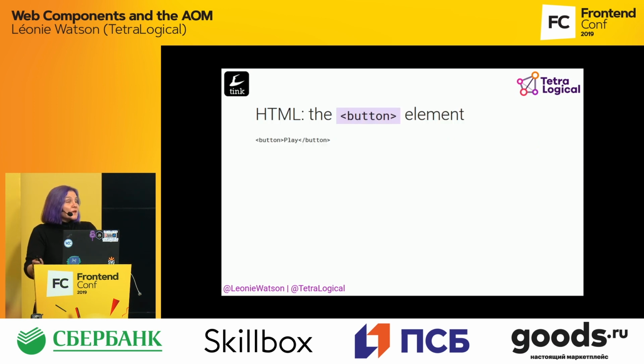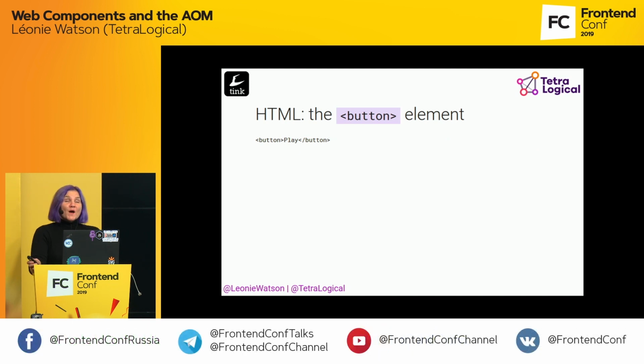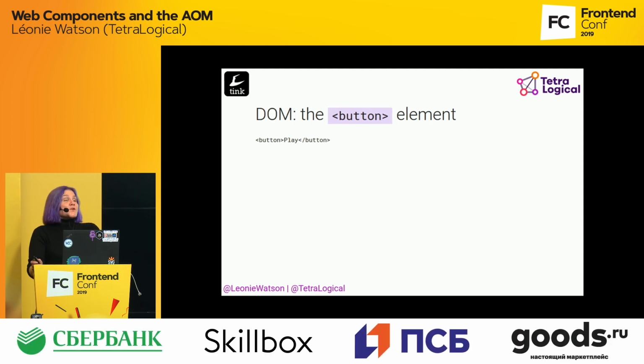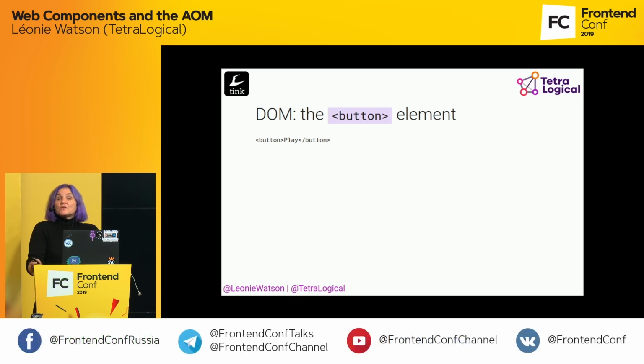If we take an example, the button element, my second favorite HTML element, our HTML code would look like this. I'm sure you all are familiar with how the button element looks in HTML. The browser creates the DOM, and it looks exactly the same as our HTML. It's a complete duplication of the button element in HTML. And it's this, of course, that we can use to manipulate with JavaScript and add functionality.